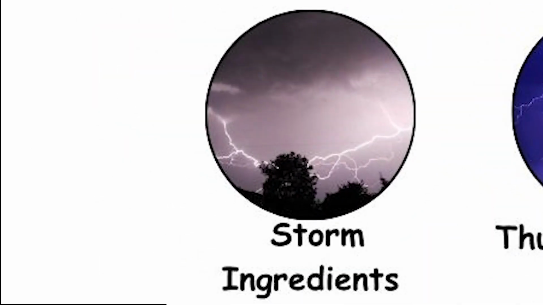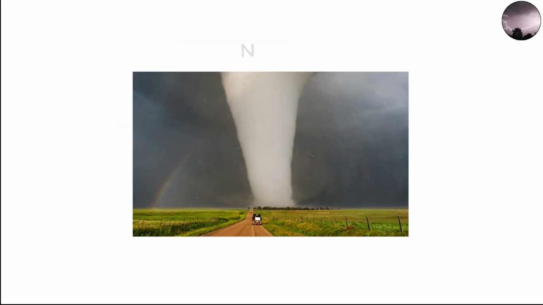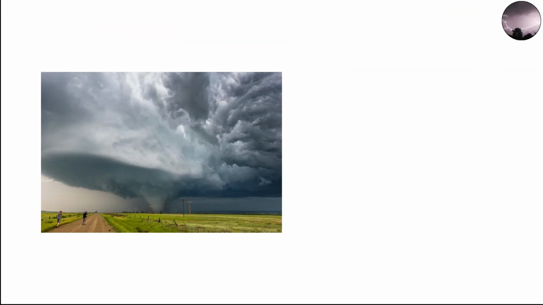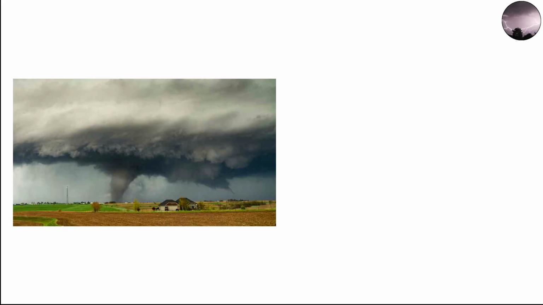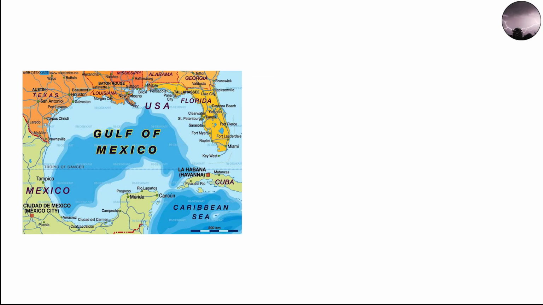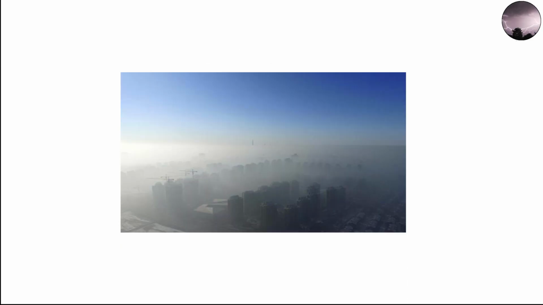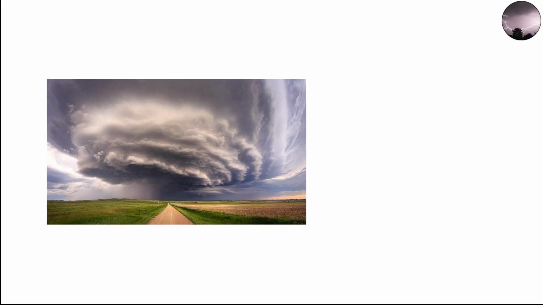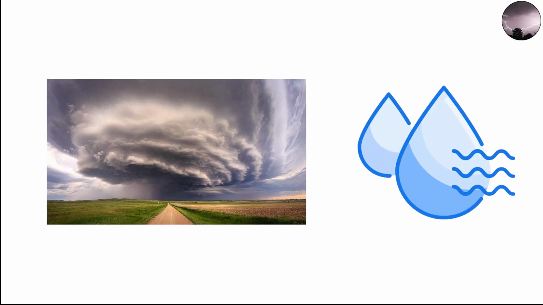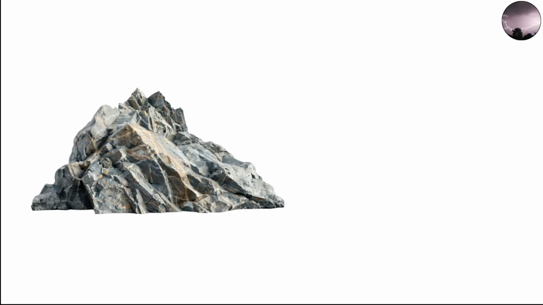The perfect storm ingredients. Tornadoes don't appear out of nowhere. They need just the right combination of atmospheric ingredients, much like a recipe. The first key ingredient is warm, moist air near the surface, usually carried northward from the Gulf of Mexico in the United States. This air is light and tends to rise quickly. The second ingredient is cool, dry air above, often coming down from the Rocky Mountains or from Canada.